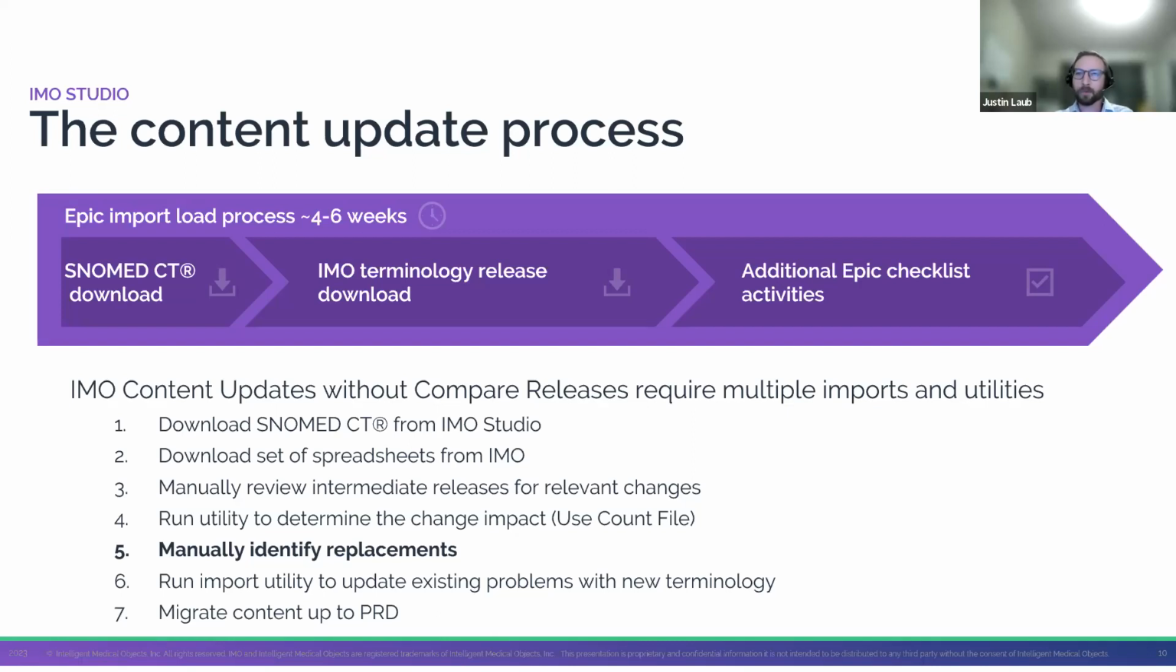Utilities running, we're calling out specifically the use count file here. Big one here, and this is especially important with what compare releases can do for you, is manually identifying replacements.